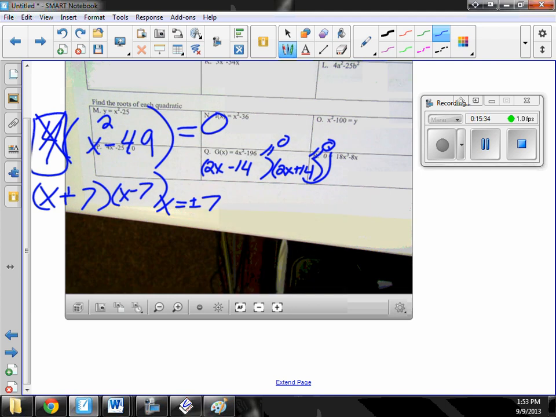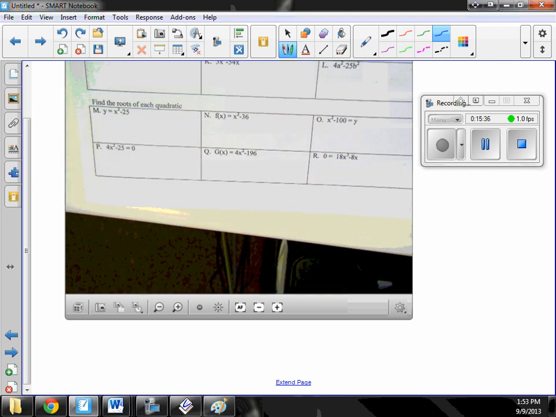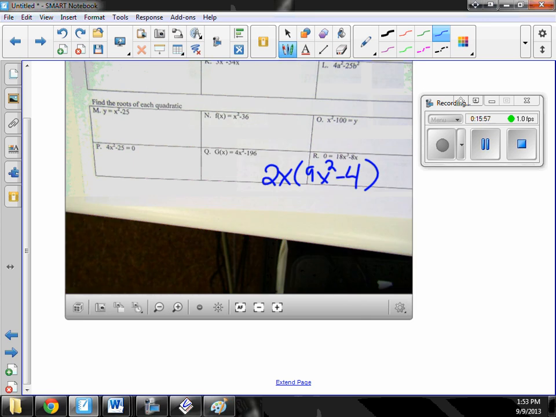All right. Letter R. Is 18 a perfect square? No. So what do I do? I can take out a 2 and an x. Now this one's a little bit tricky. That leaves me with 9x squared minus 4. Can I factor this quadratic any further? Yes, it's a difference of squares.